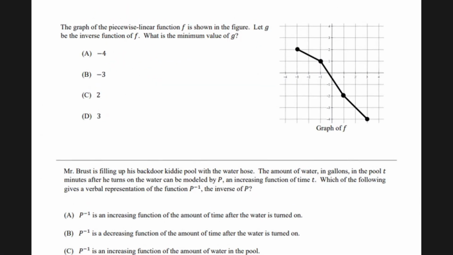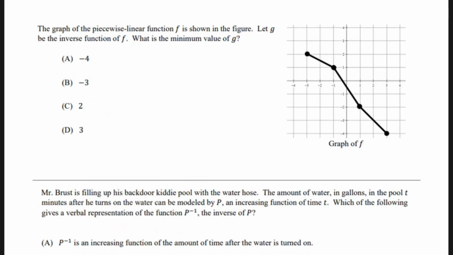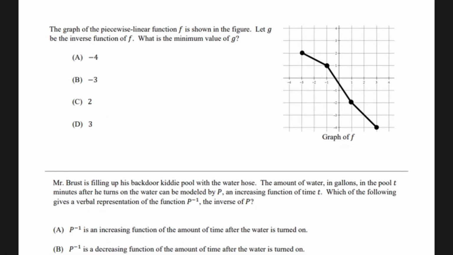All right. The graph of that piecewise function right there is shown in the figure. Let G be the inverse of F. What is the minimum value of G? Well, what we need to do first is we need to see that we have several points here. And really it's going to be one of two, but let's just go crazy and do all of them. (-3, 2). So its inverse is going to be (2, -3).